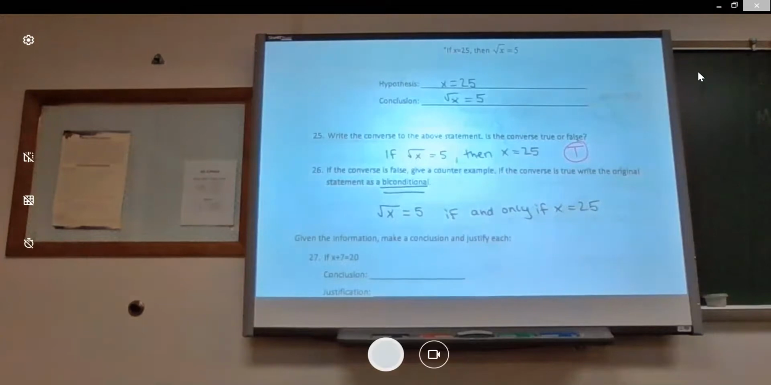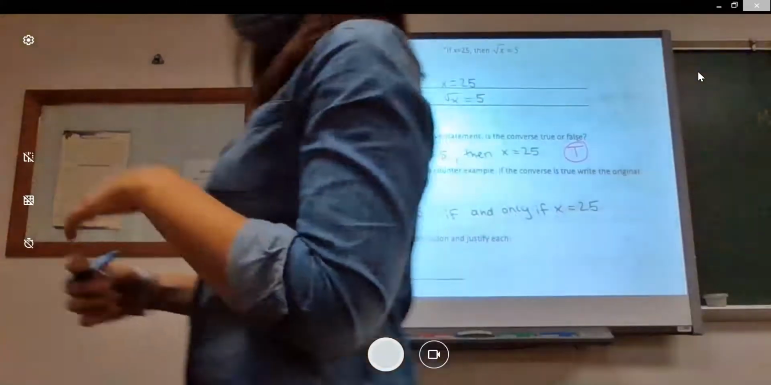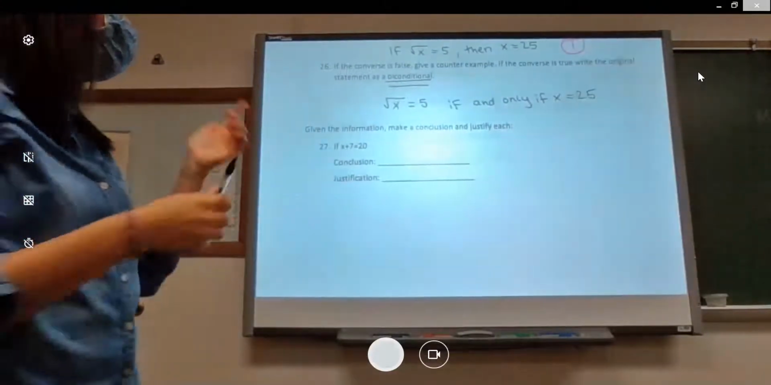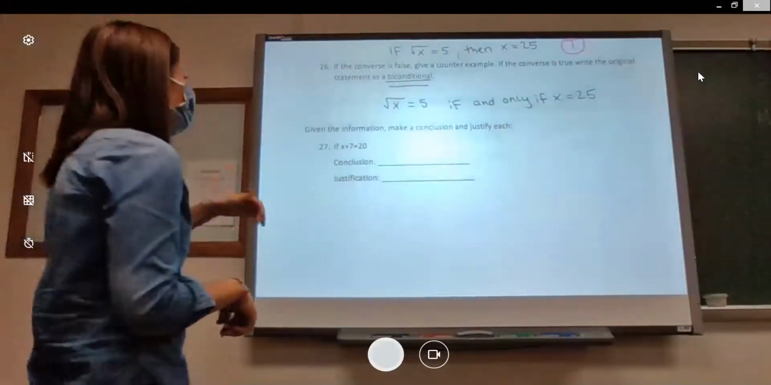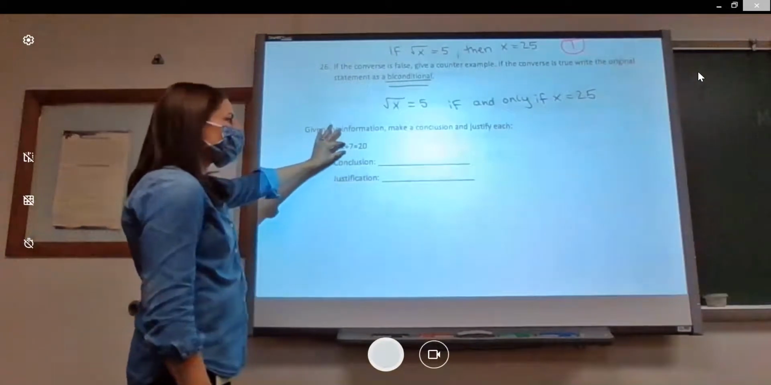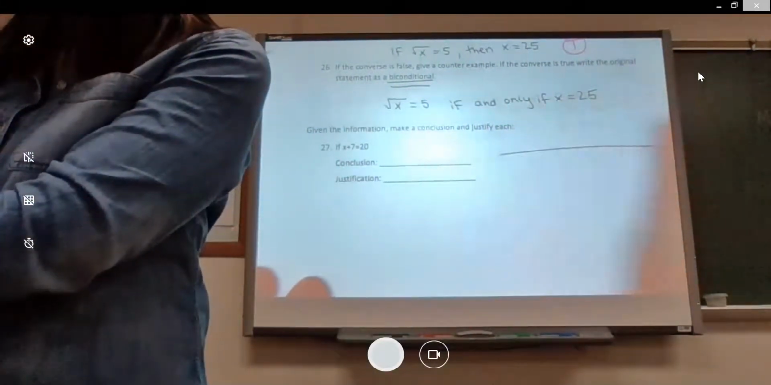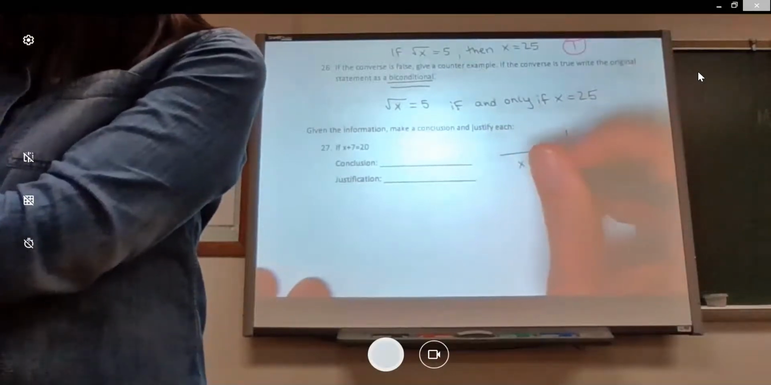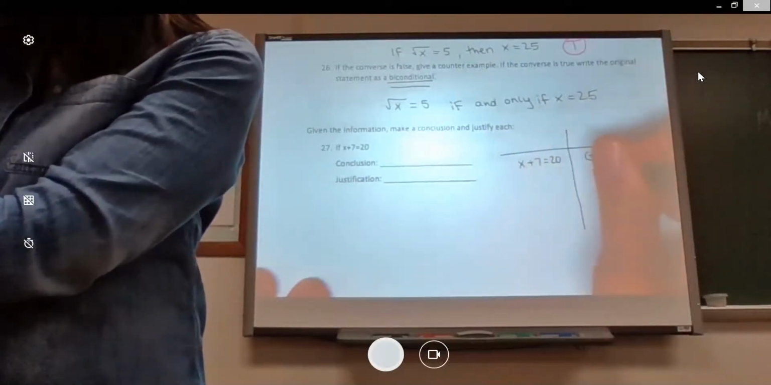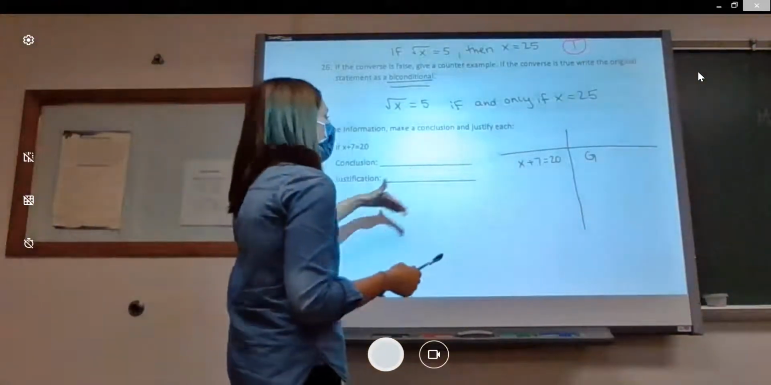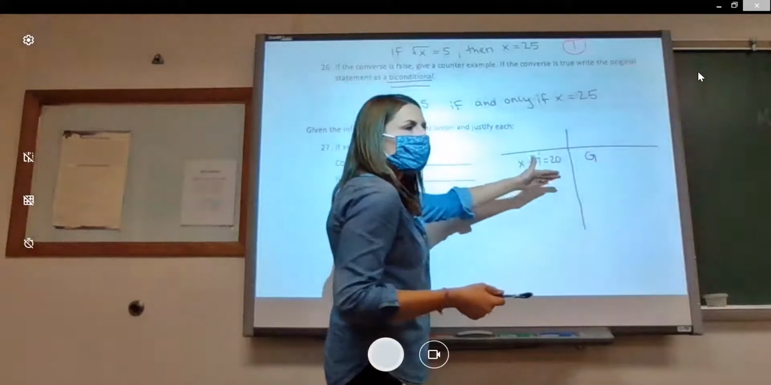Given the information, make a conclusion and justify each. So this is the first time we've really seen it this way. This is really linking to proofs. So what this is really doing is saying, if I were doing a proof instead, and I was given this as my given, if you want to think about it this way, that's what these questions are asking. What would the next statement be?